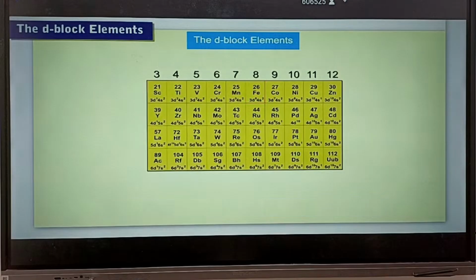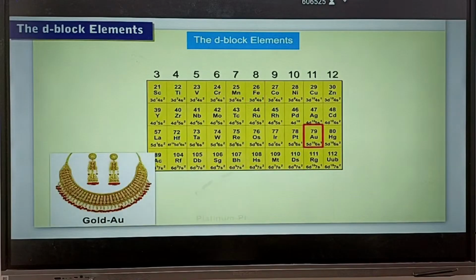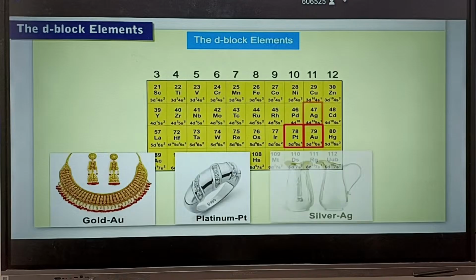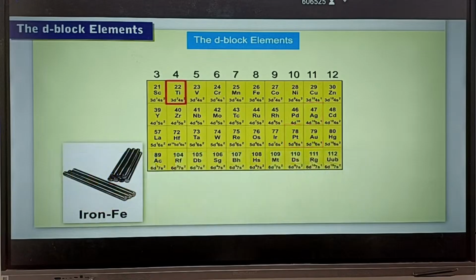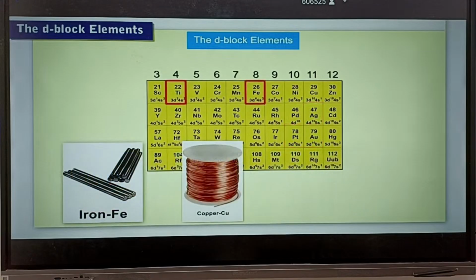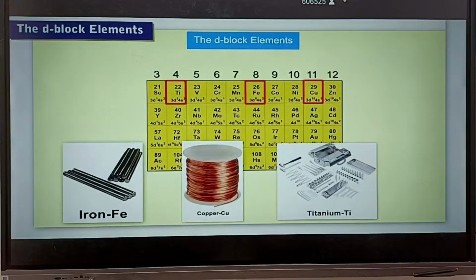The precious metals like gold, platinum, and silver, and industrially important metals like iron, copper, and titanium form part of the transition elements.